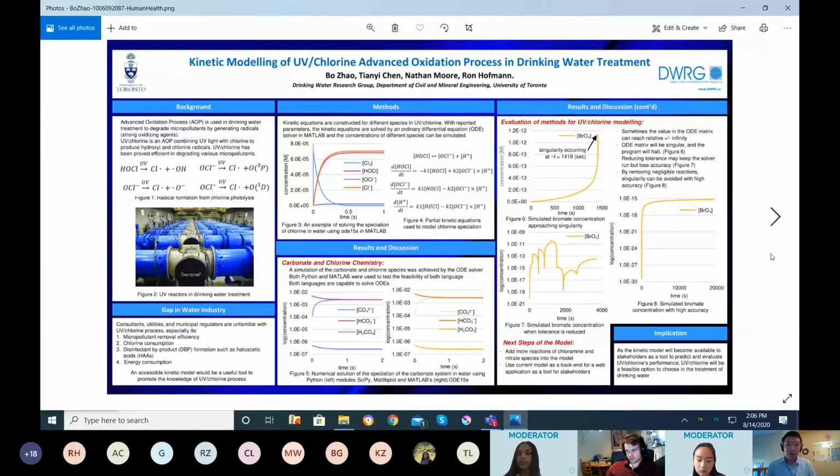One of the first methods that got me exposed to how to do kinetic models was with the chlorine system with the different molecules of hypochlorous acid, hypochlorite, and chloride.